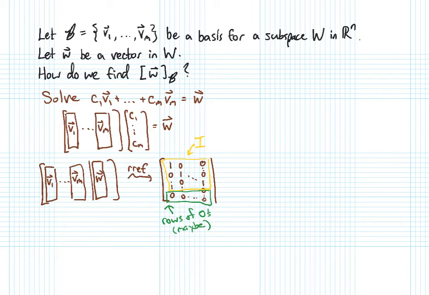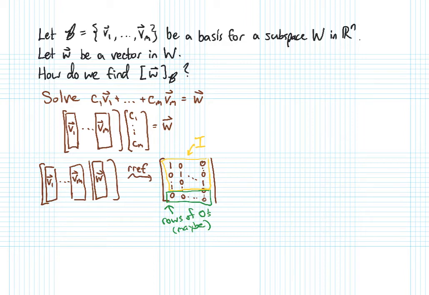Well then, because you have those rows of zeros on the left, is it possible that you have something non-zero on the right in those rows, making the system inconsistent? No! The vectors span W, so that means that every vector in W can be written as a linear combination of the basis vectors. And so that means that there does exist a solution.